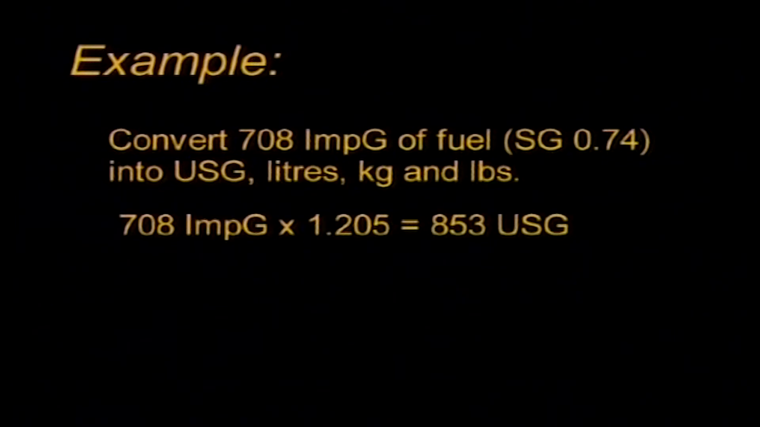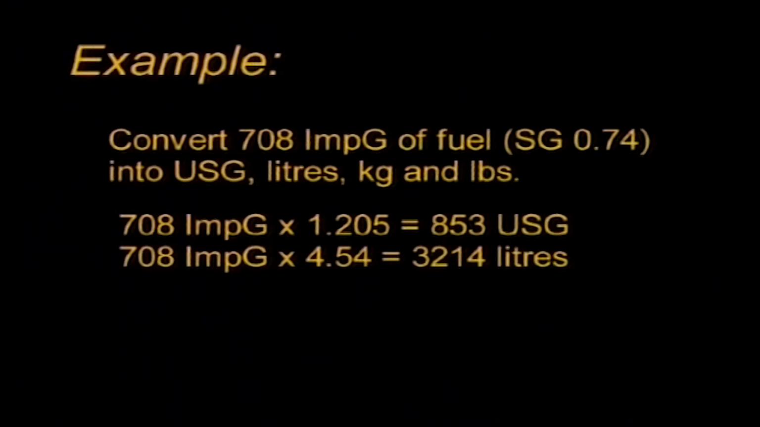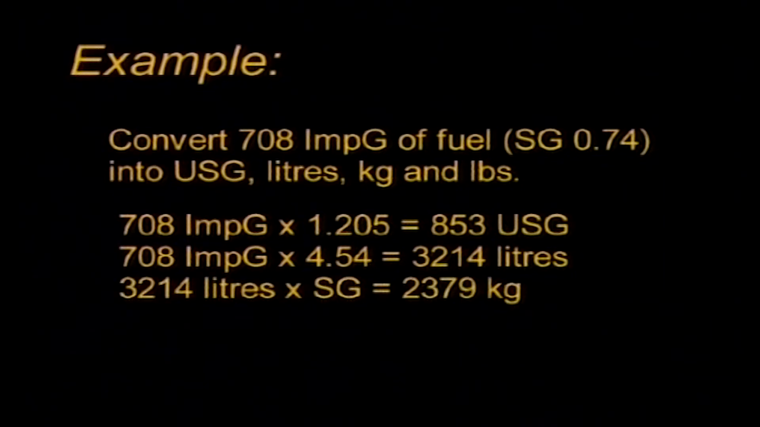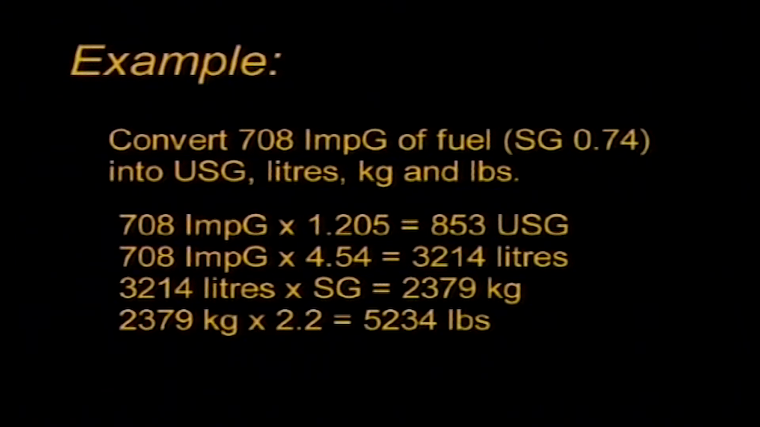An example: convert 708 imperial gallons of fuel with specific gravity of 0.74 into USG, litres, kilograms and pounds. 708 imperial gallons multiplied by 1.205 equals 853 USG. 708 imperial gallons multiplied by 4.54 equals 3214 litres. 3214 litres multiplied by a specific gravity of 0.74 equals 2379 kilograms. And 2379 kilograms multiplied by 2.2 equals 5234 pounds.